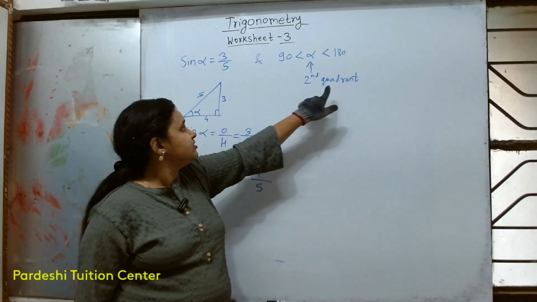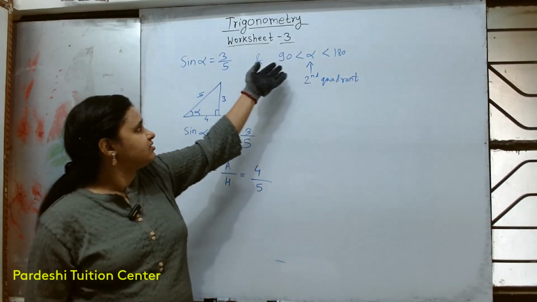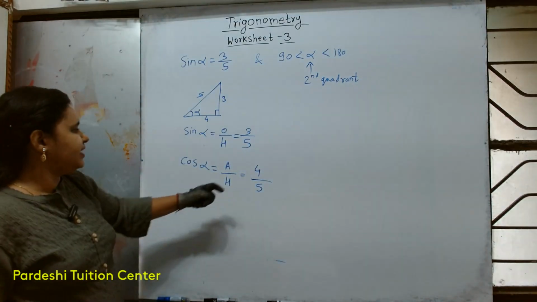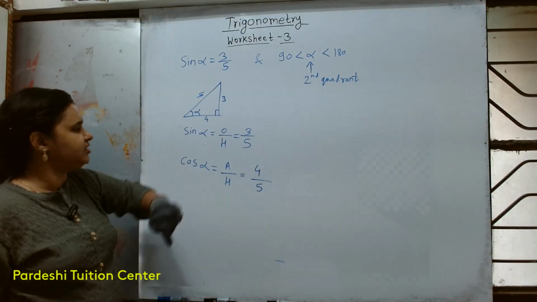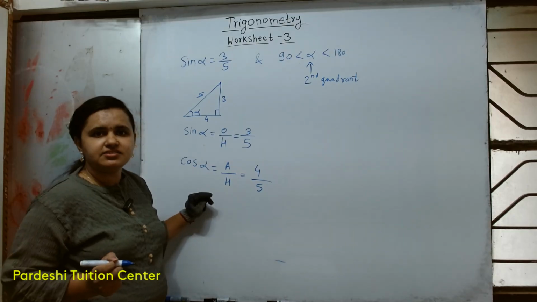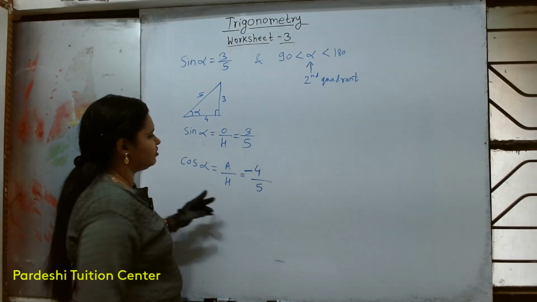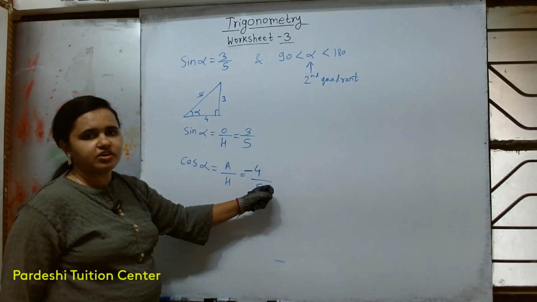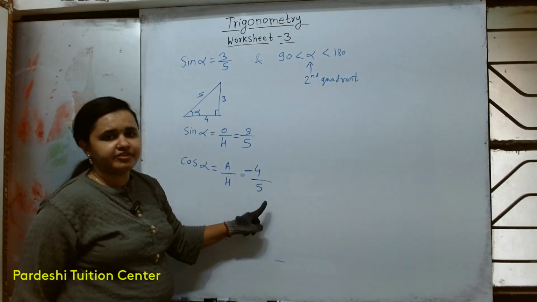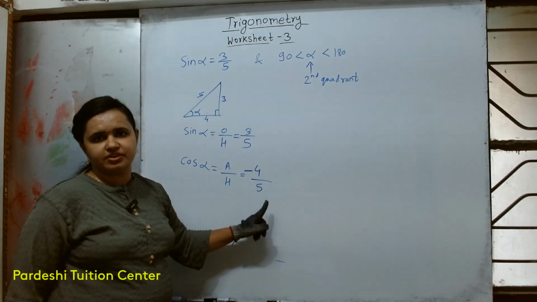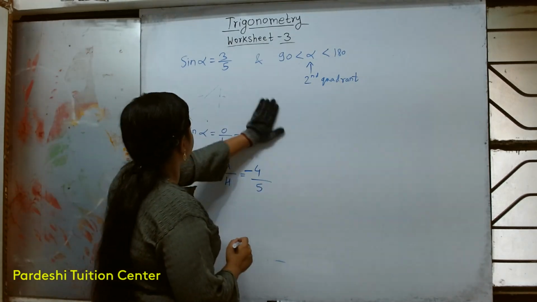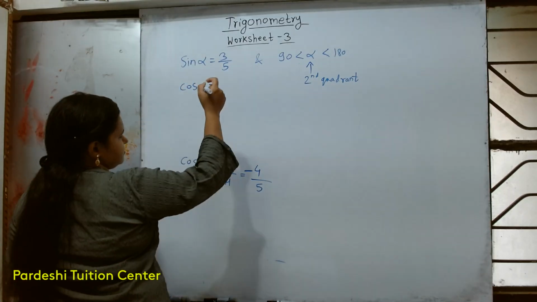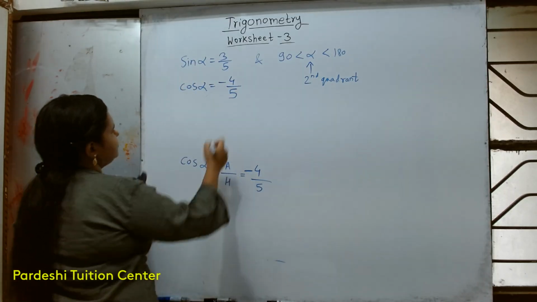But the condition is given that it is in the second quadrant. It is not just given for fun, it is given to apply the condition. In the second quadrant cos is negative, so it will be negative. This is very important. So our answer will not be 4 by 5, it will be minus 4 by 5. So cos alpha we have got as minus 4 by 5, since it is in the second quadrant.